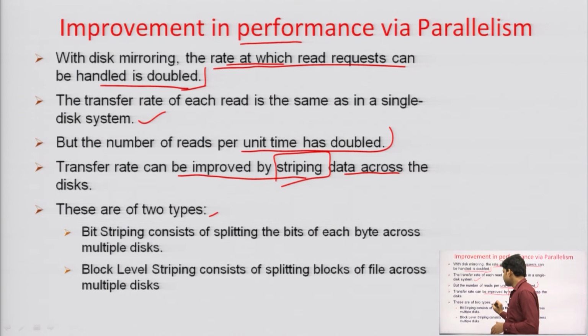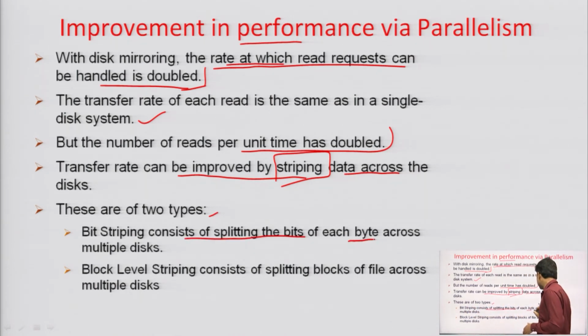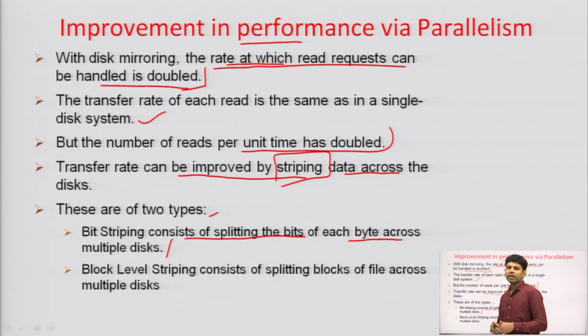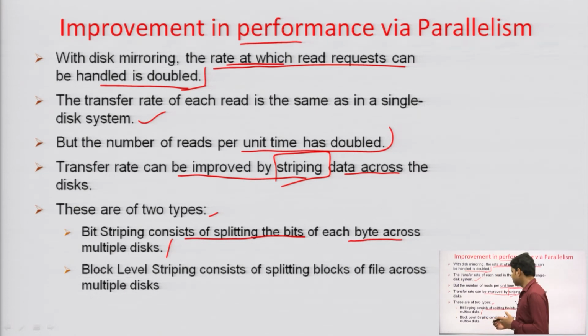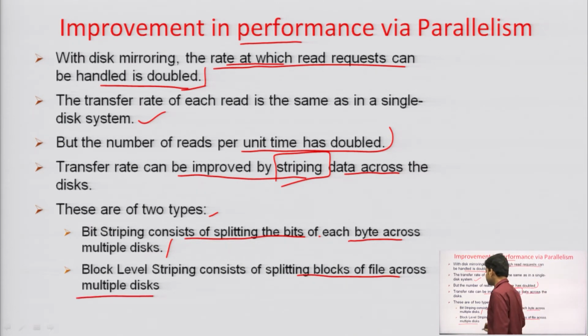These are of two types. One is bit striping, which consists of splitting the bits of each byte across multiple disks. On the basis of this, there are 6 levels of RAID that we will study. The other is block-level striping, which consists of splitting blocks of a file across multiple disks.